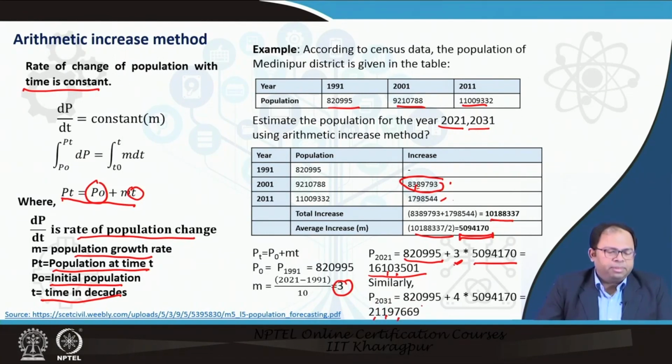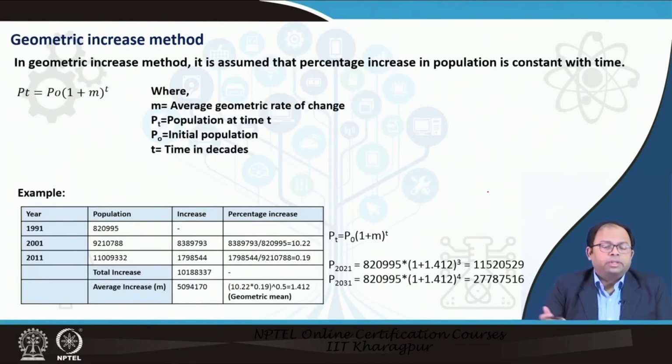So, this is a very simple way of extending or projecting the population, but some problems may occur. As you can see, there is a huge increase during the period from 1991 to 2001, but then the increase has slowed. But when we are estimating the population for a future year, we are not considering this change in the growth rate.